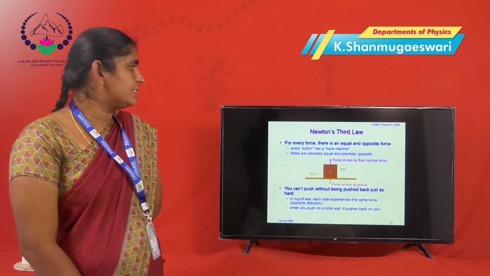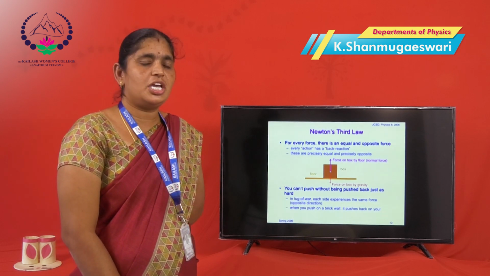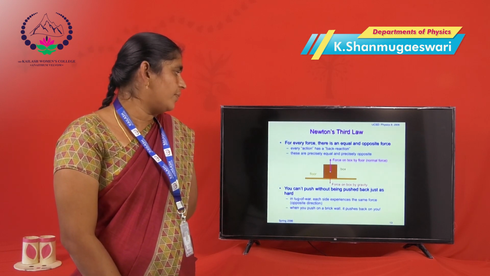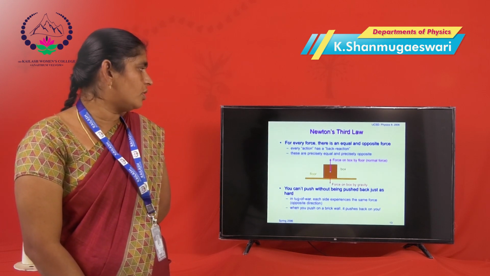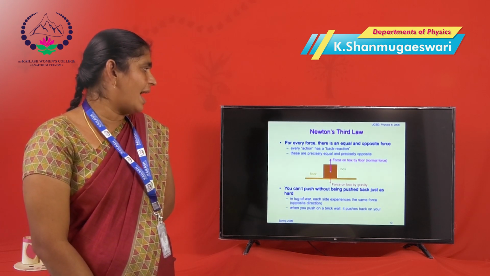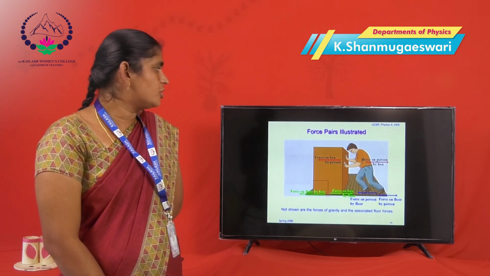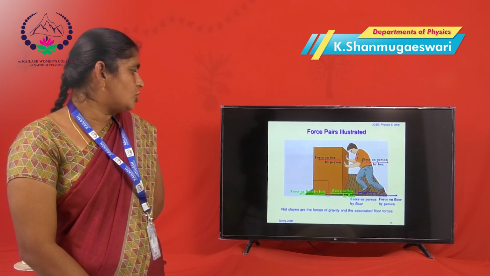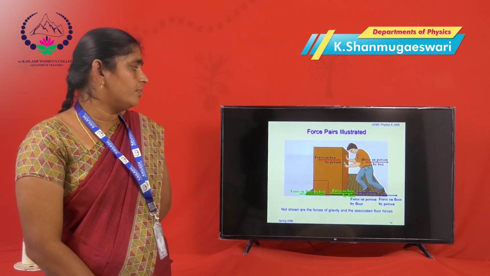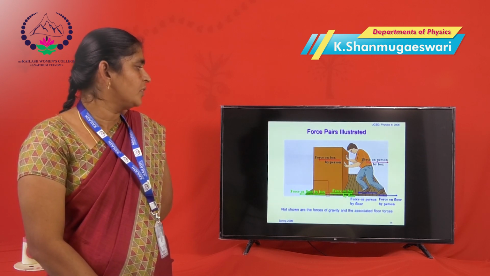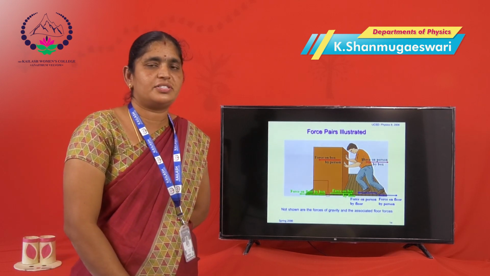Next one is Newton's third law. Newton's third law means for every force there is an equal and opposite force. Consider a box under the action of gravity, the normal force from the floor will react to the action. Force pairs illustrated, not showing the forces of gravity or the associated floor forces. Force on the box by the person pushing the box, then the reaction force, that means mass into acceleration.